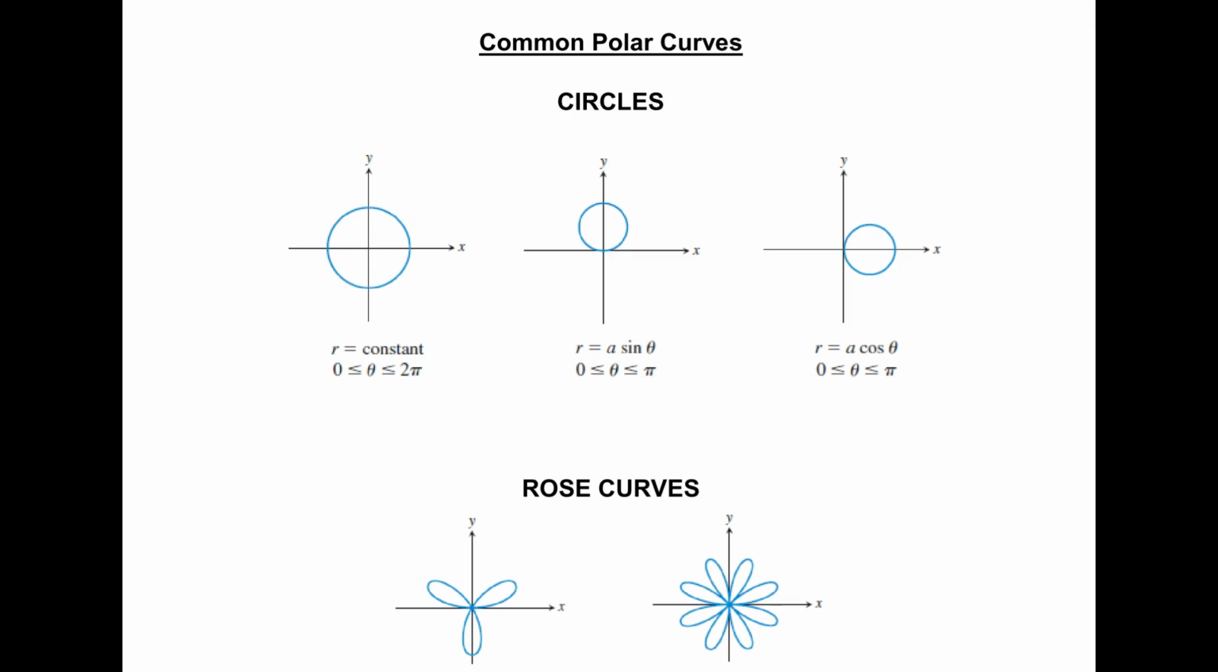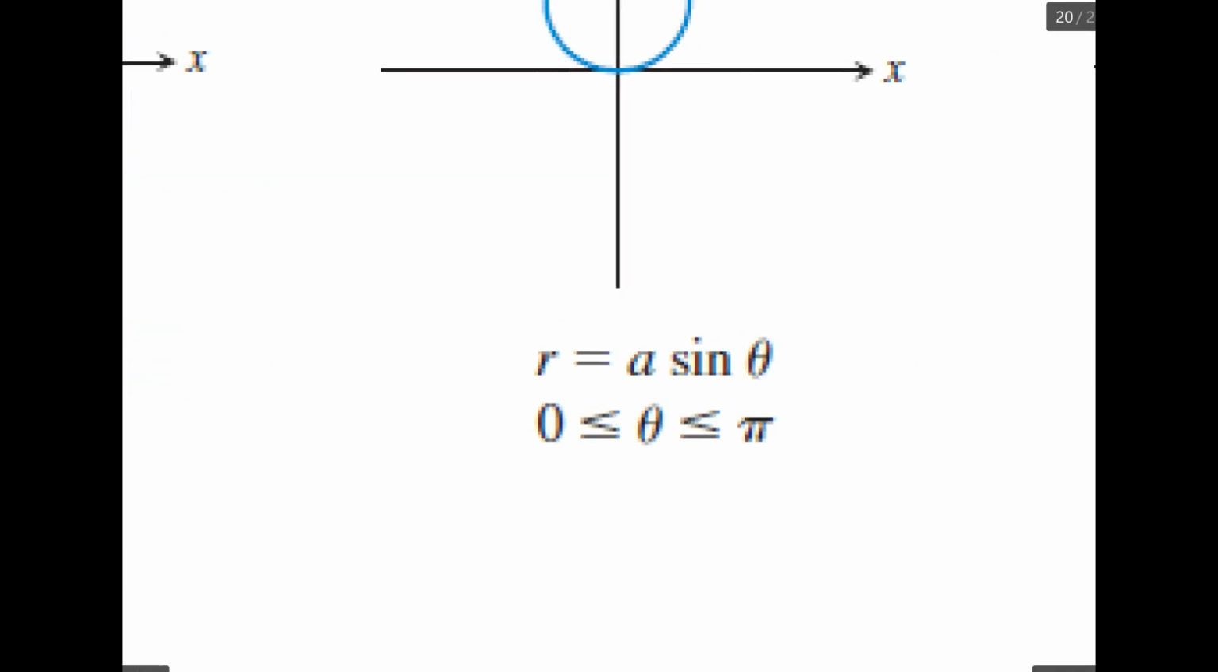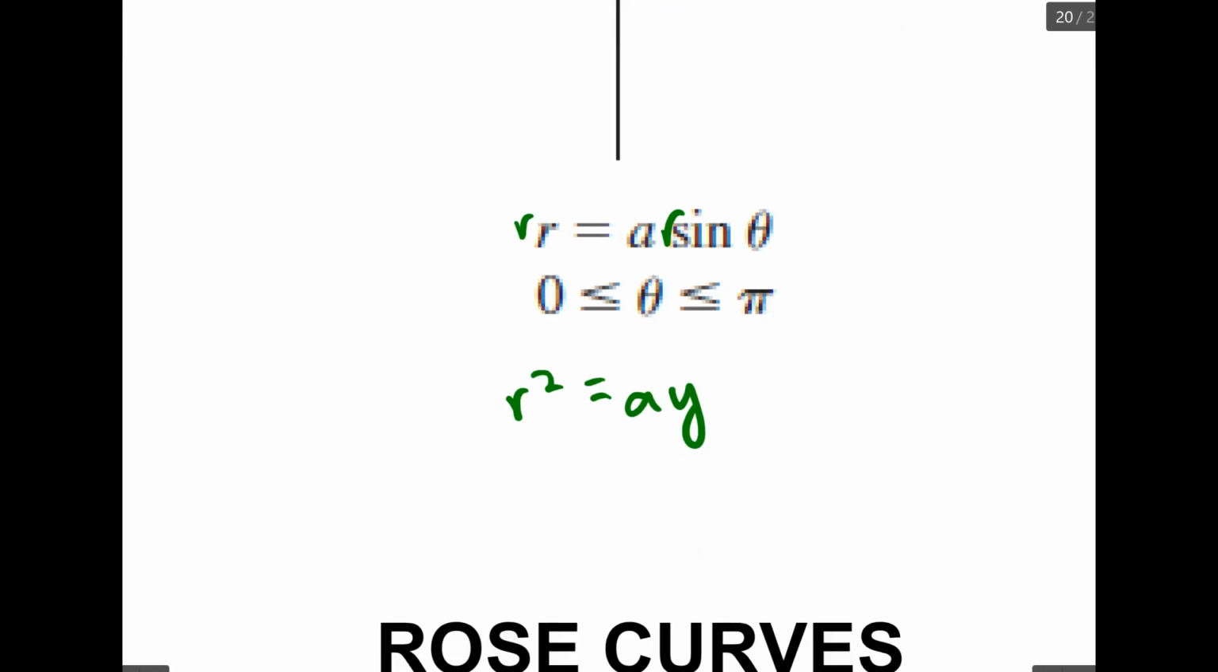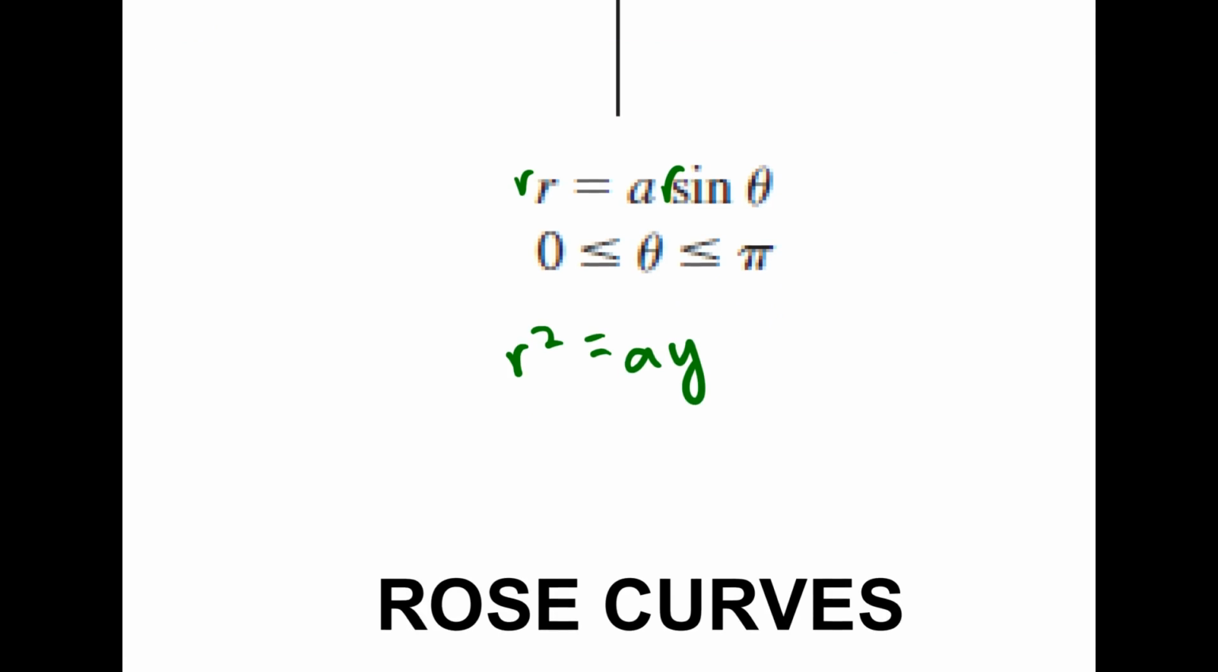R equals A sine theta. So here, I could get the equation. I mean, this is not necessary, but I just want to show you how. Multiply both sides by R. Guess what? R squared is equal to A times Y, because R sine theta is Y. A is just this constant. I know R squared is literally X squared plus Y squared equals AY.